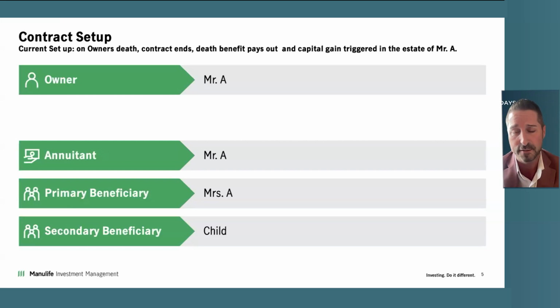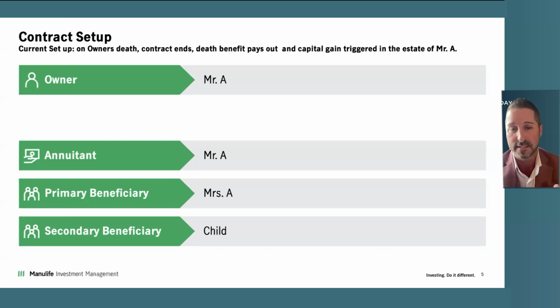Now, this does translate into an important planning opportunity from a tax perspective, because I often ask, if we were in a live audience today, what happens when Mr. A dies from a tax perspective? Sometimes I get the right answer, sometimes I don't. But what happens from a tax perspective when Mr. A dies, assuming he dies first? Of course, the death benefit is paid to the beneficiary, Mrs. A. But we're going to be forced to trigger a capital gain because the contract actually ends.